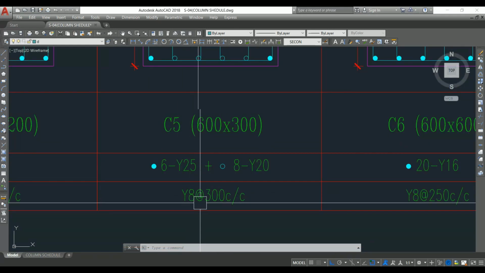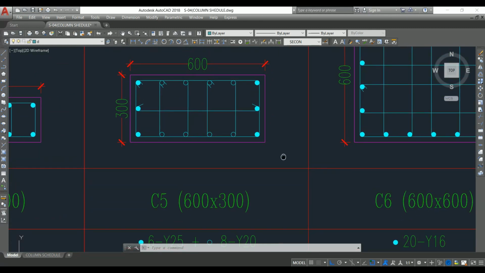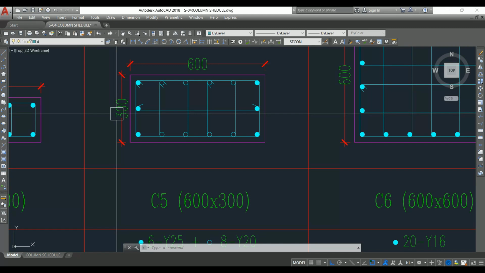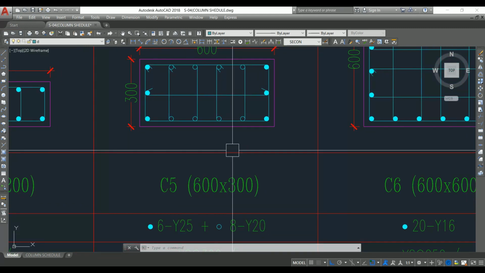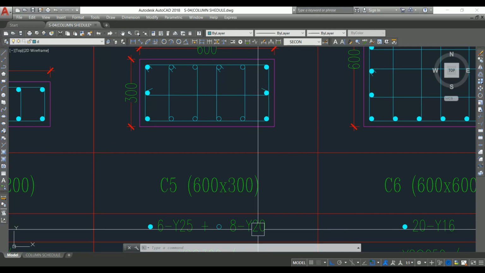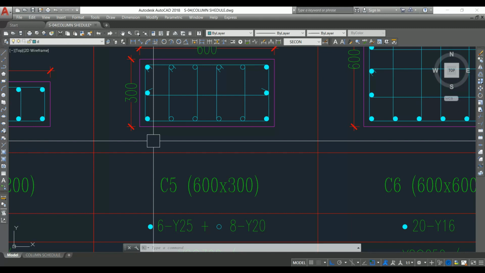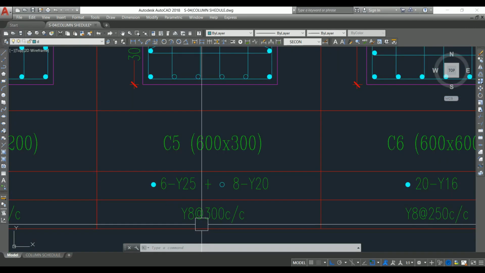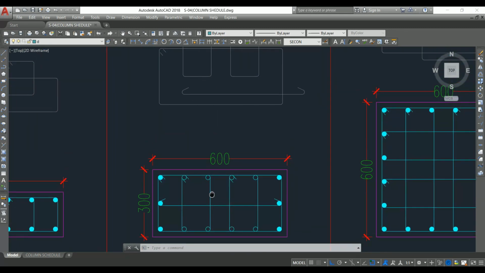Let's look into the tie spacing, that is 8 mm at 300 mm center to center. You should remember the three criteria. First one is the least lateral dimension of the column, that is 300 mm, and 16 times the smallest dia of longitudinal bar. So here 20 mm, 16 multiplied by 20, that is also more than 300, and the last criterion is 300 mm. So among these three, the least we need to consider, so that is why it is considered as 300 mm spacing. Let's look into the ties arrangement.